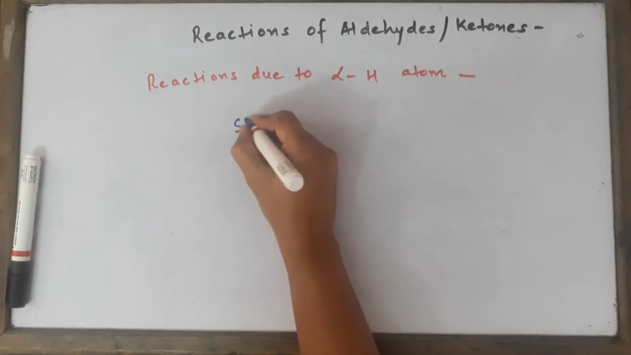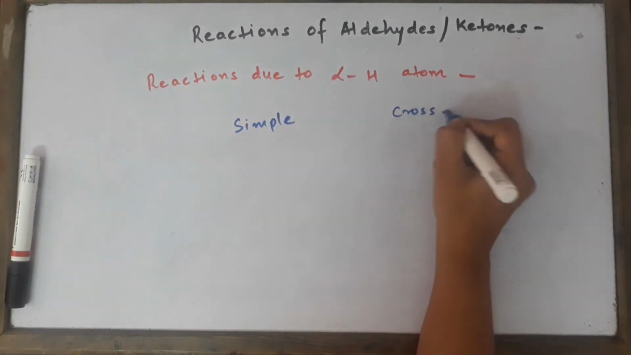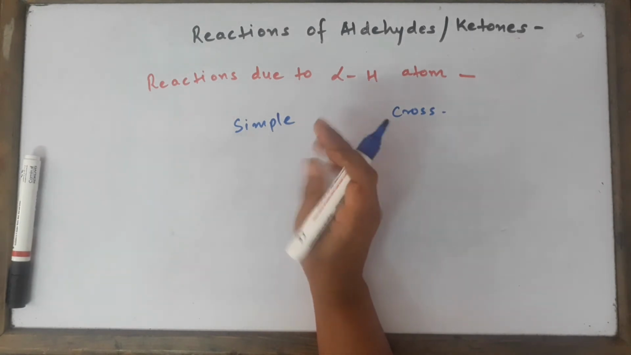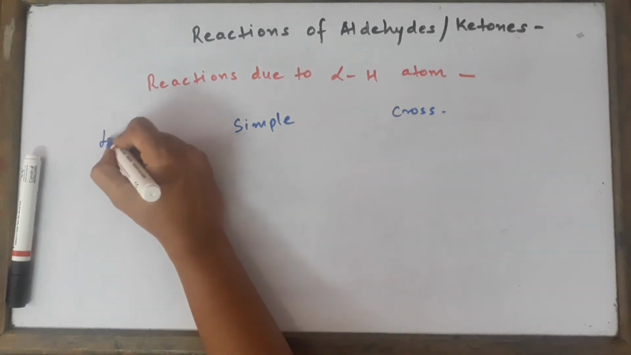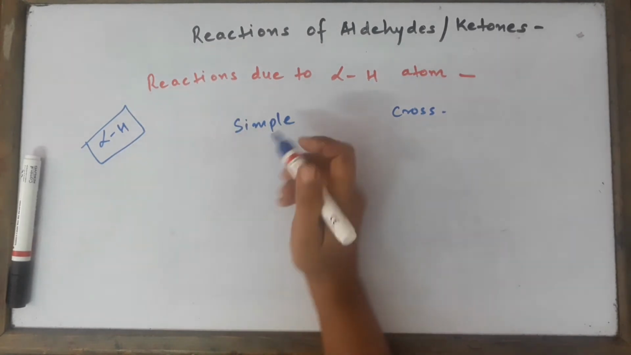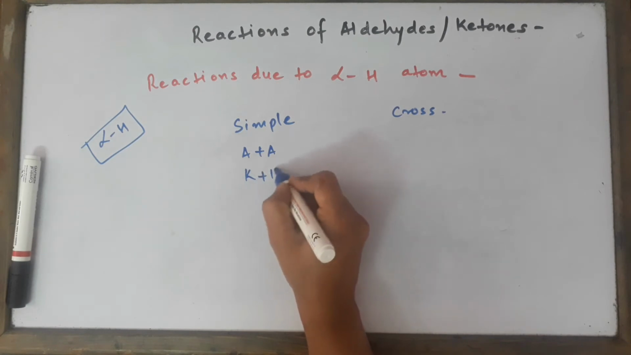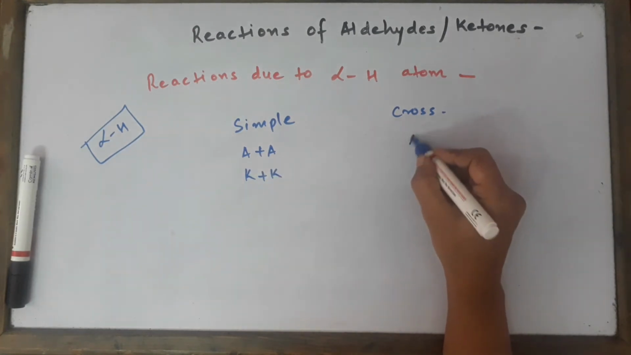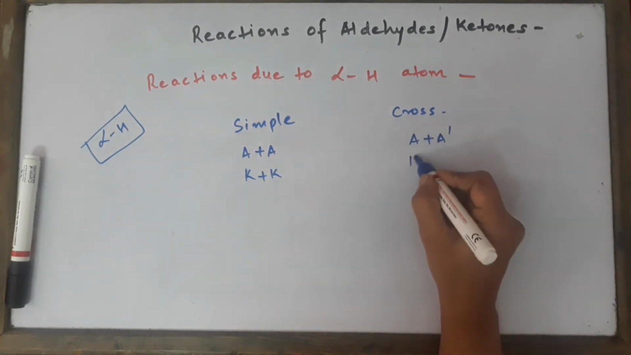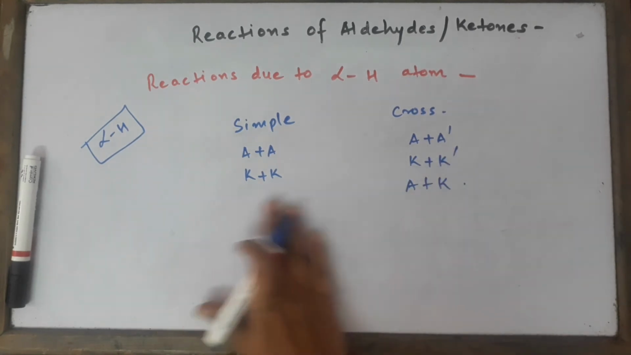So we have seen what is aldol condensation, which is of two types, simple and cross aldol condensation. The primary requirement to show aldol condensation is that you must have an alpha hydrogen atom so that you can lose it. Simple aldol condensation takes place between two similar aldehydes or between two similar ketones, and cross takes place between one aldehyde and another aldehyde, one ketone and another ketone, or an aldehyde and a ketone. The products are very simple.